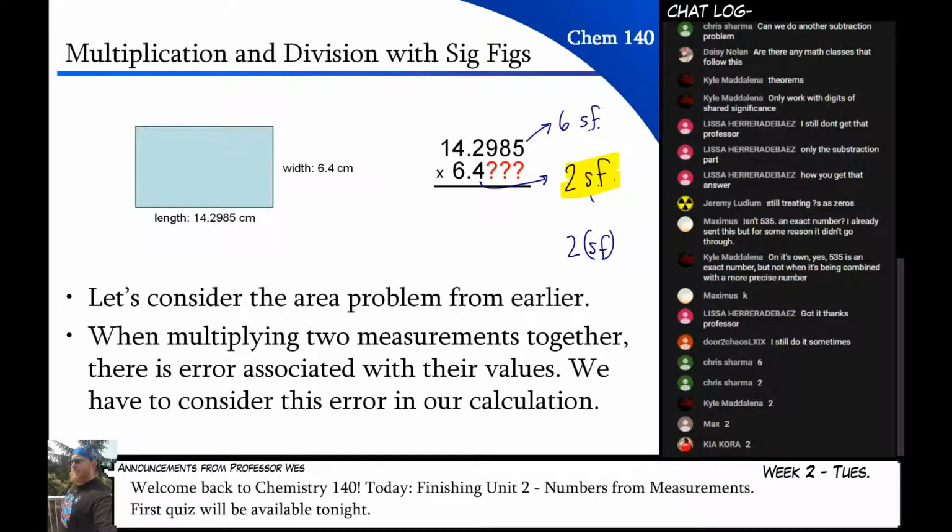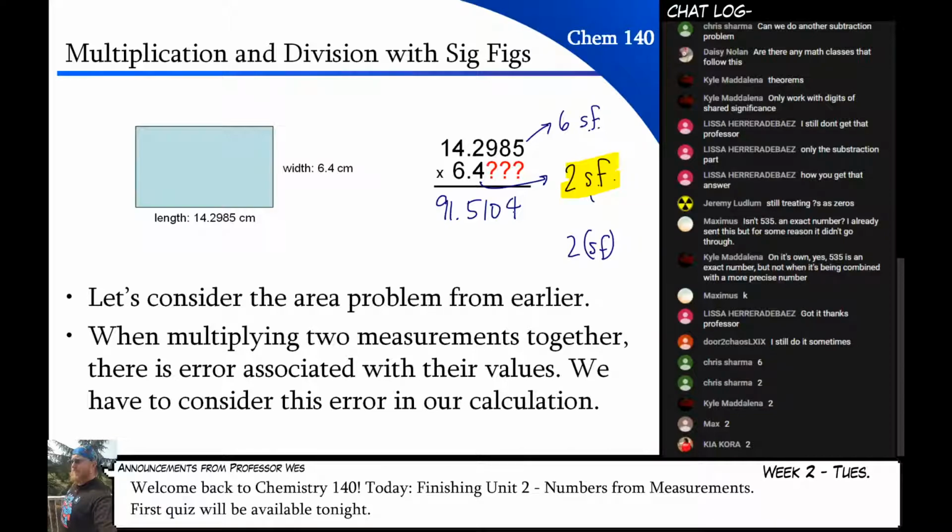So I'm going to punch this in on the calculator. 14.2985 times 6.4. And what the calculator spit out for me was 91.5104. Now, what does the calculator do? It's treating those question marks as 0. And it's just doing all the multiplication that way.